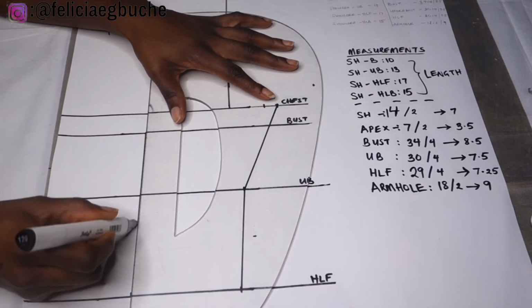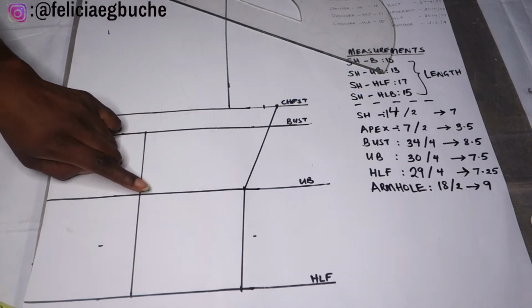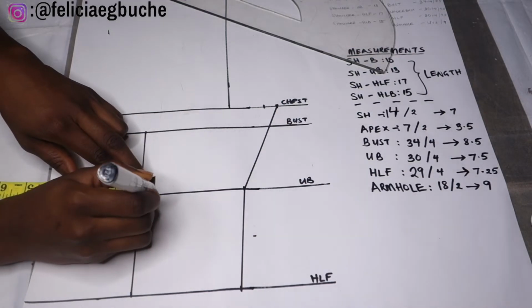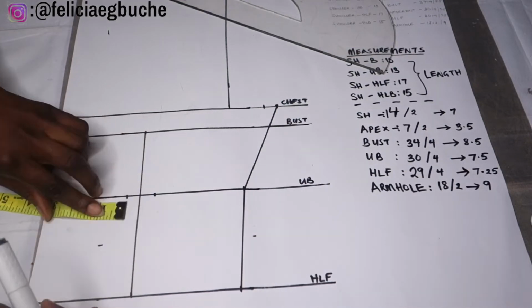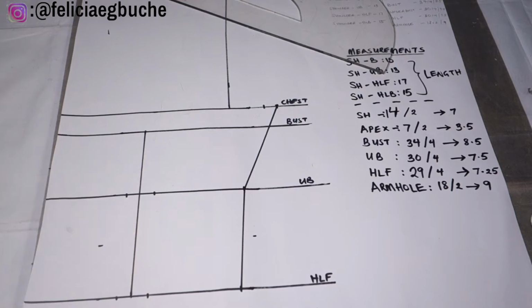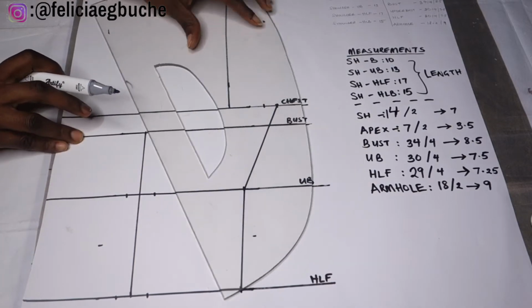Now the next thing to do is to mark ½ inch on both sides of this underbust, on the line of the dart on the underbust line. So I'm just marking ½ inch on both sides there, and I'm also going to be marking ½ inch on the half length front line on both sides. And now the next thing to do is to connect the points to the bust, so just as I'm doing right now.